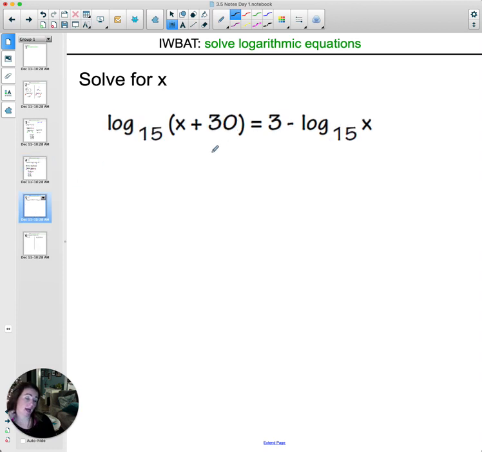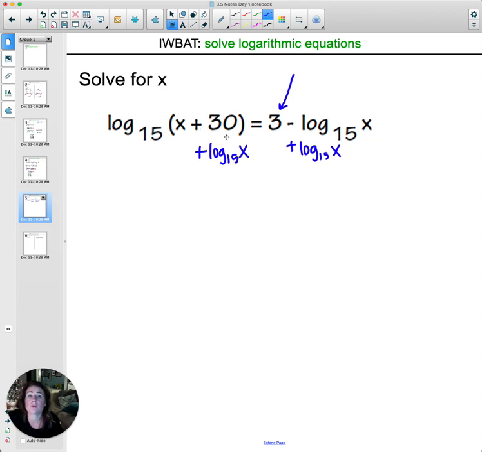So this one, again, has multiple logs. However, notice that this term right here does not have a logarithm with it. So we've got 2 log base 15s, but we also have one term that doesn't have a log. So we can't actually get this side together because this doesn't have a logarithm. What we're going to want to do is bring this one over to the other side so that it's with the other log base 15. So we're just going to add log base 15 of x to both sides.